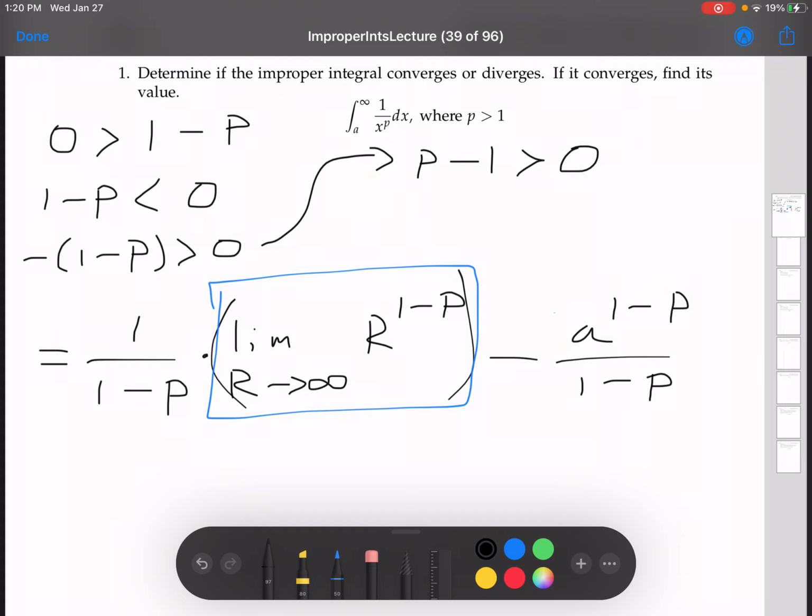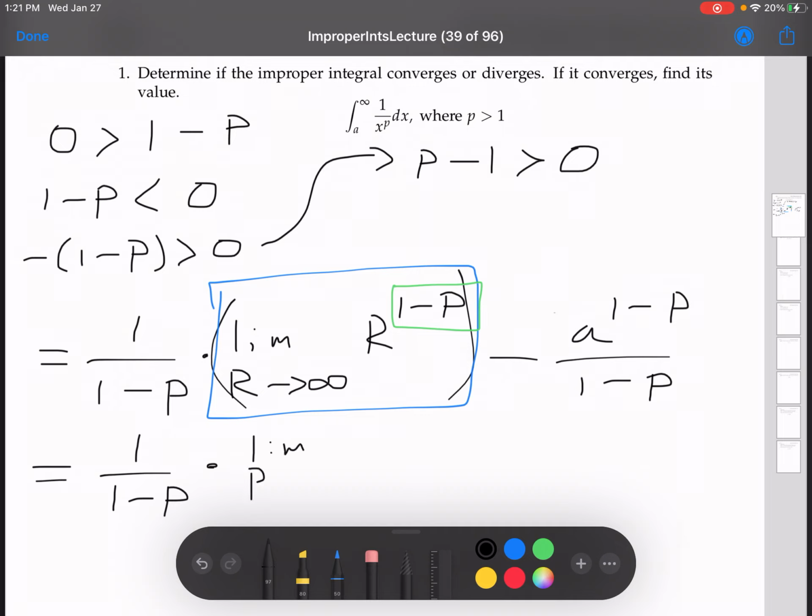Well, 1 minus p is negative, right? So we have this variable r raised to a negative power, right? So think about this. If you had x to the negative 3, that means that's equal to 1 over x to the 3, or x cubed. So what this tells us is that this is equal to 1 over 1 minus p. That's just a number.